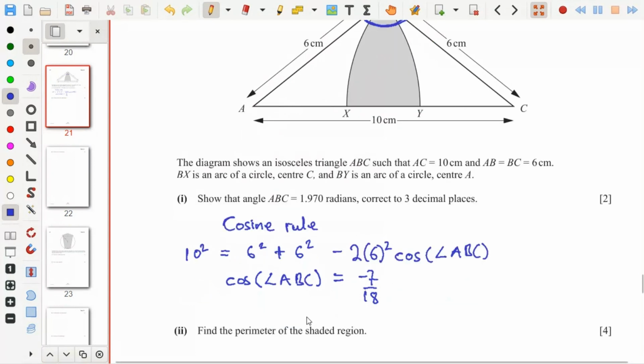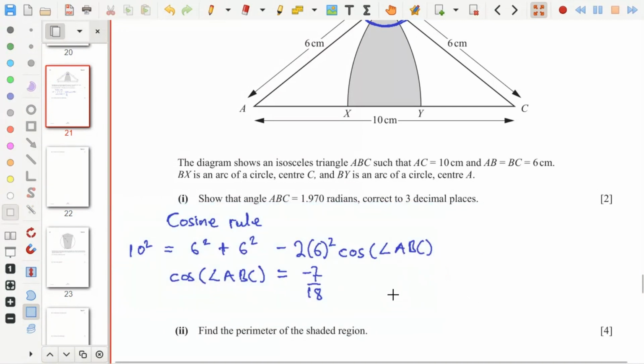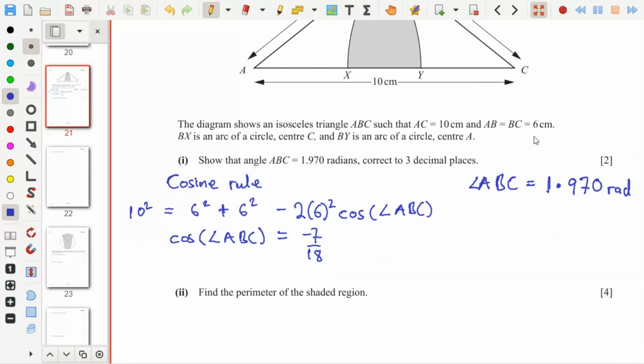Now I find the cos inverse of both sides. If I do so, I'm getting 1.970 radians. Find the perimeter of the shaded region. Perimeter of the shaded region.